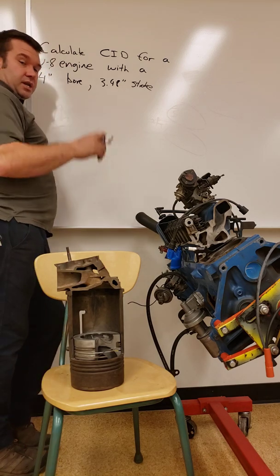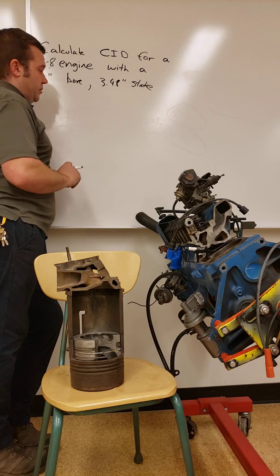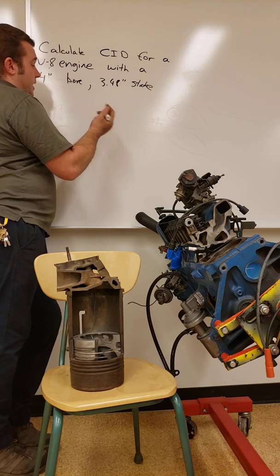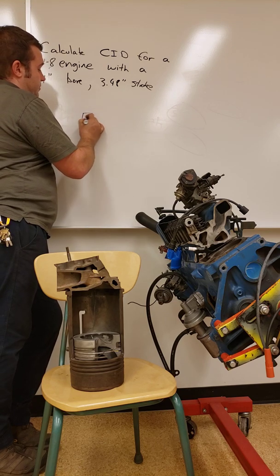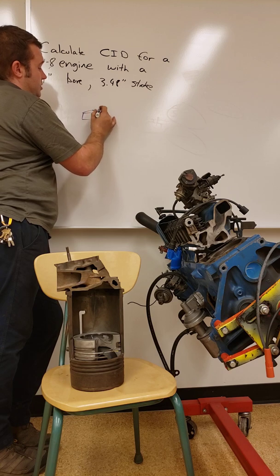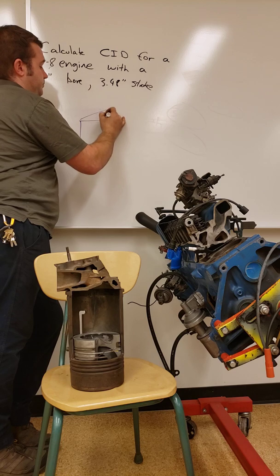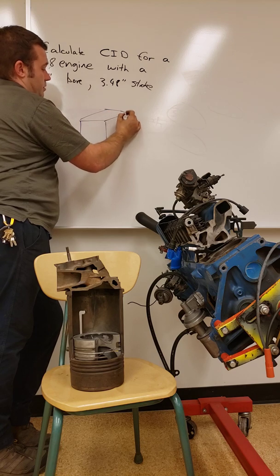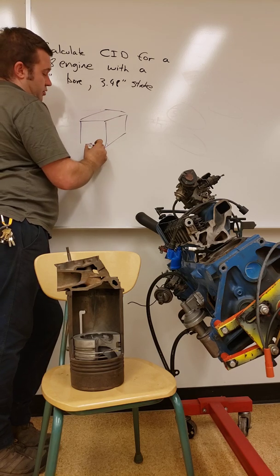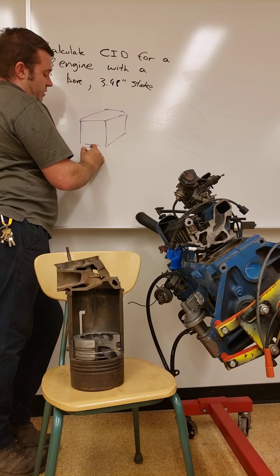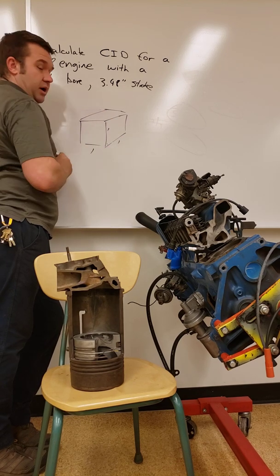A 6 liter, 6.9 liter, 7 liter. Figure out how many cubic inches displacement it is. Let's look at what a cubic inch is. Okay, so a cubic inch, I'll maybe do this a little bit bigger. I'm going to draw it bigger than an inch. That's a cubic inch. So it's a volumetric space that's defined by 1 inch by 1 inch by 1 inch.